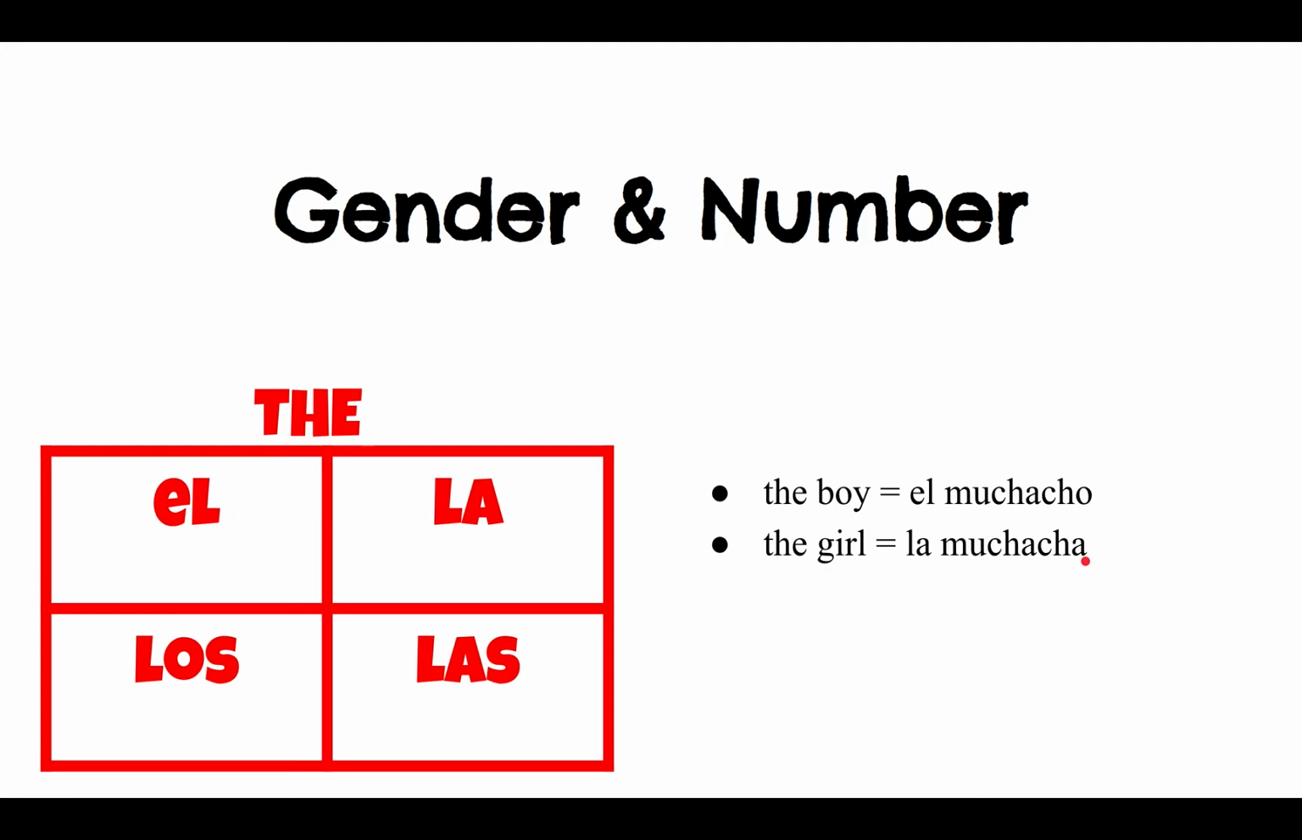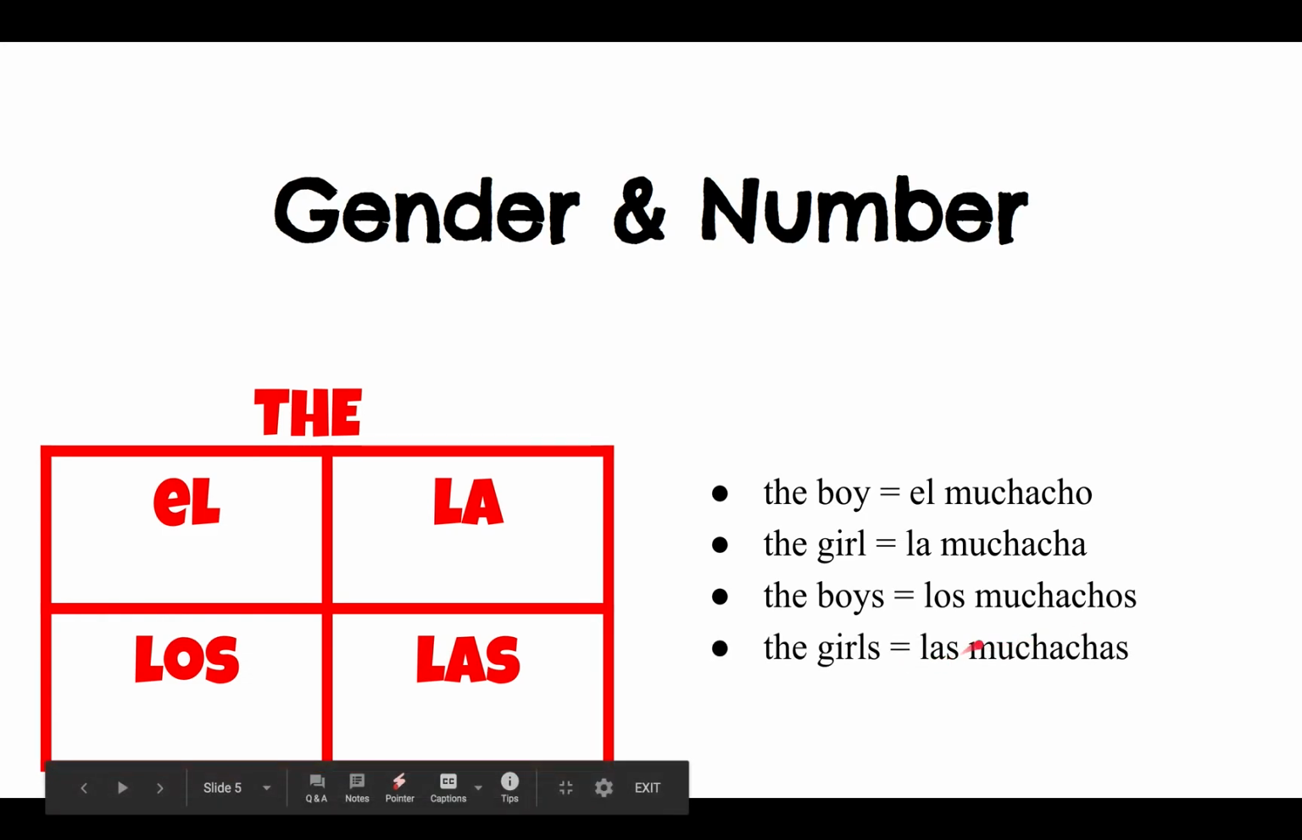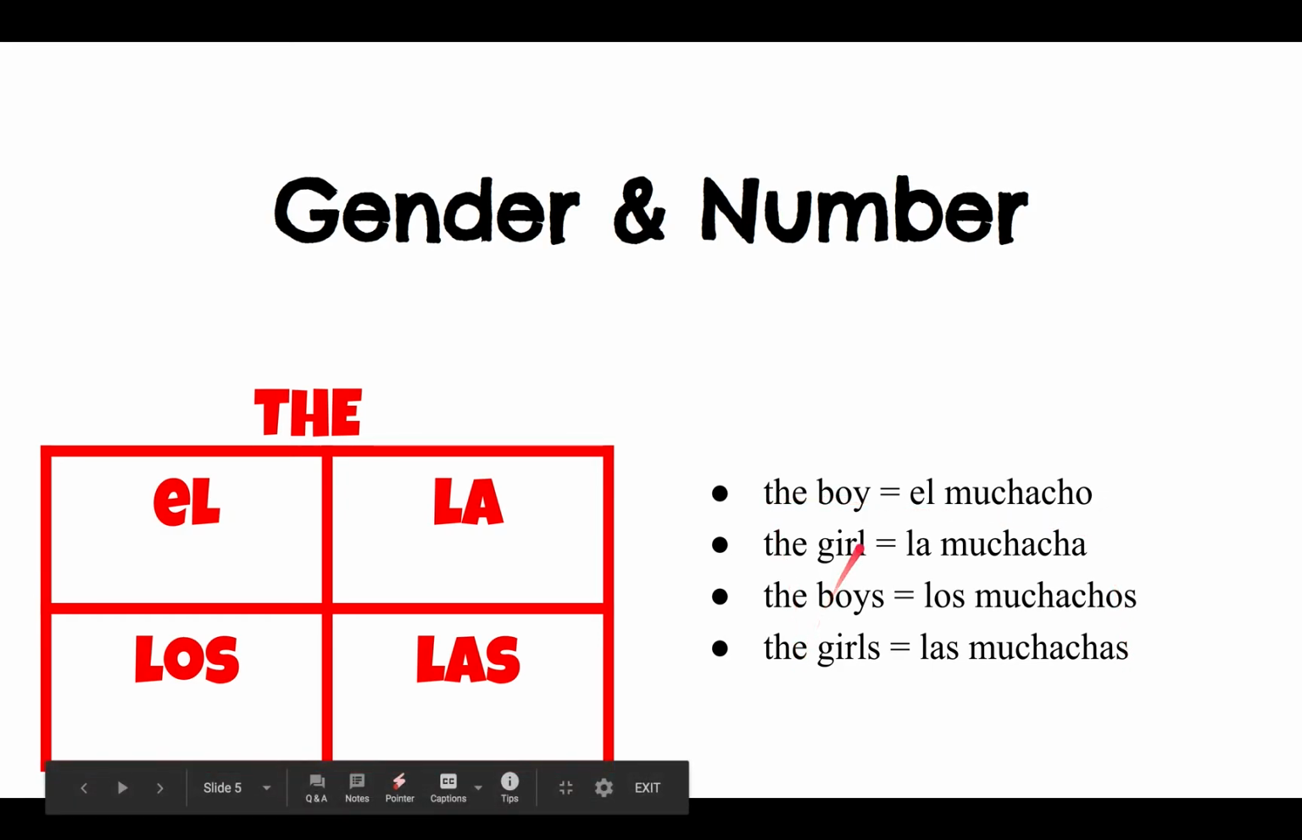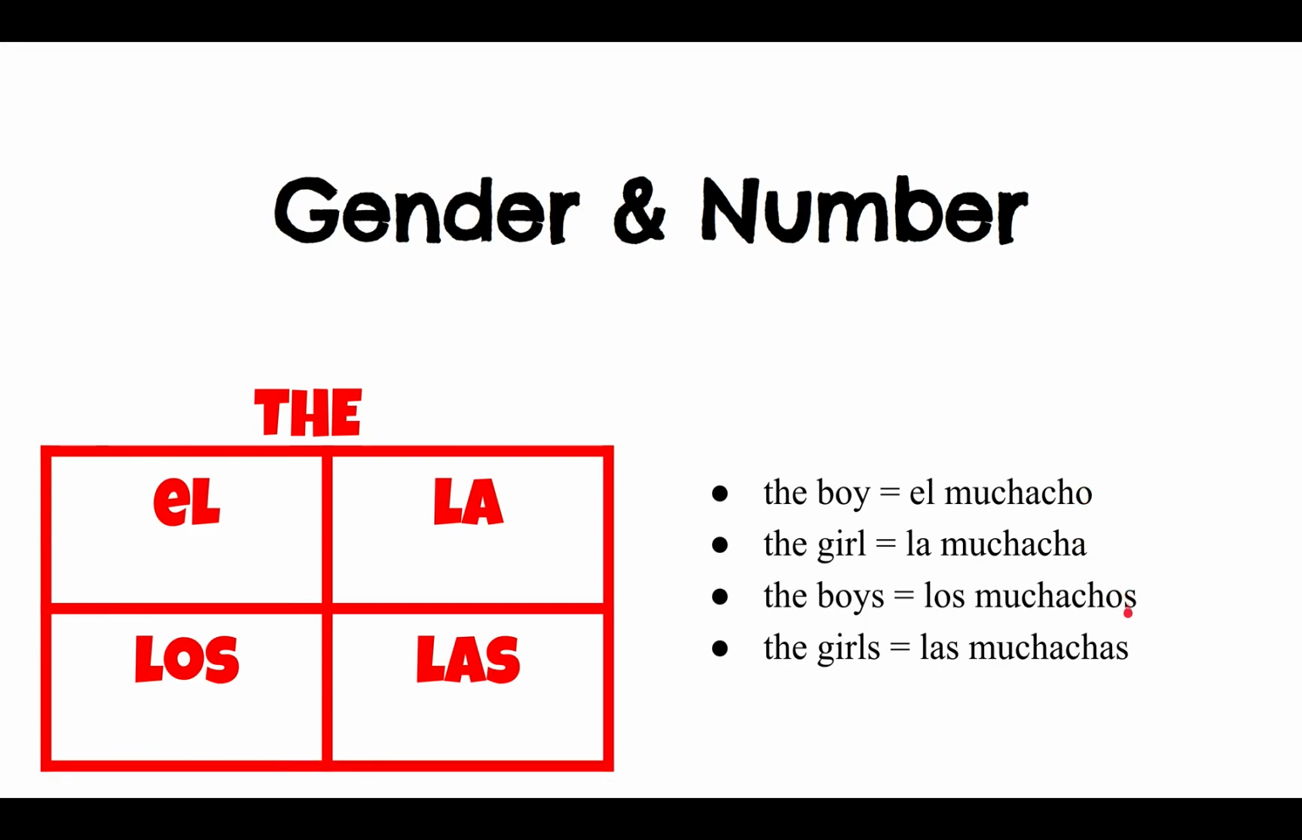Now, what if we describe boys, more than one? We need to have los muchachos. And finally, if we're describing all girls, las muchachas. So not only is the word the going to change, el, la, los, or las, but the end of our noun is going to change as well. O, a, os, as.